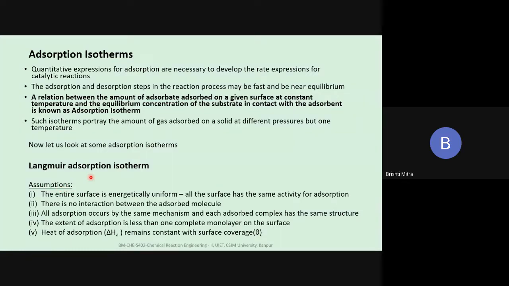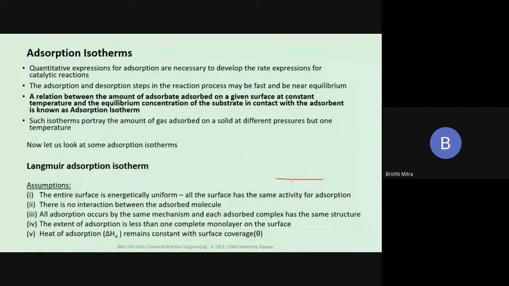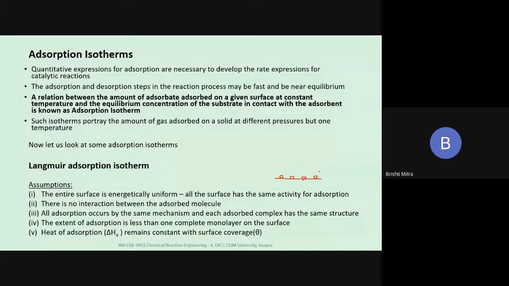For a Langmuir adsorption isotherm, the assumptions are that the entire surface is energetically uniform. All the surface has the same activity for adsorption. So what does it mean? Let's suppose we have this entire surface where adsorption can take place. We have active sites where the adsorption is possible. Each of these sites is energetically uniform. So when a gas comes, it can attach itself to any of these sites, and the probability of it attaching to any of the sites is the same, because each of these is energetically uniform. That means they are homogeneous in terms of energy.